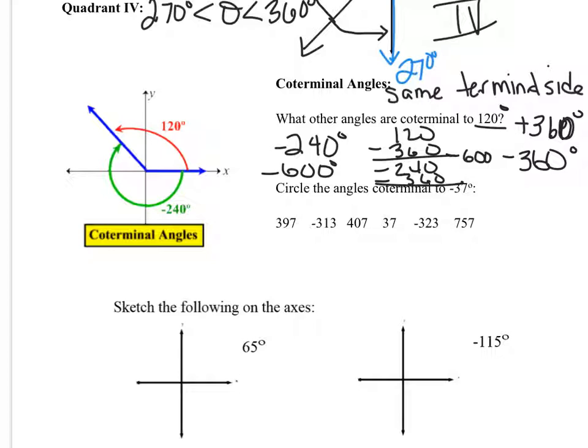So see if you can determine right here. Circle the ones that are coterminal to negative 37. Okay, I don't know if it was genius on my part or just really stupidity in general, but I didn't find any. None of these are coterminal.